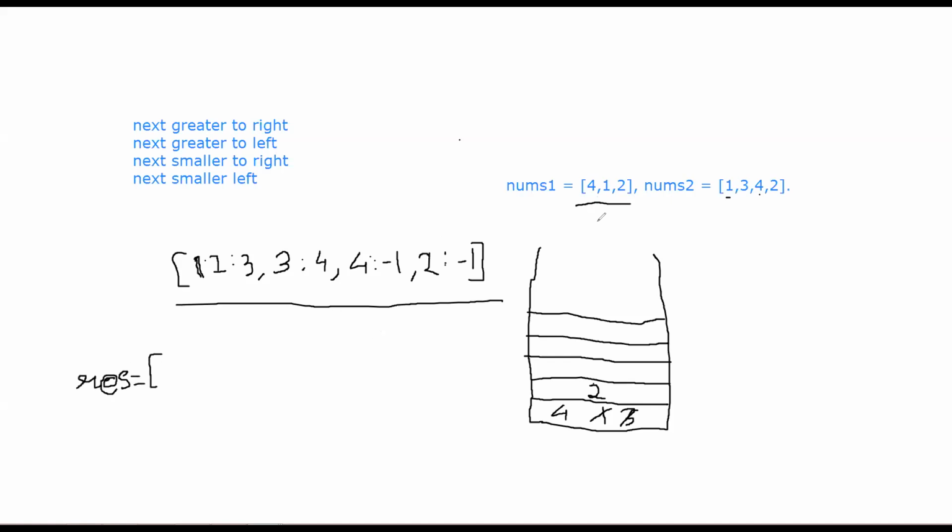And for 4, I'll check it's -1. I'll push in -1. For 1, it's 3. I'll push in 3. And for 2, it's -1. I'll push in -1 and return this.